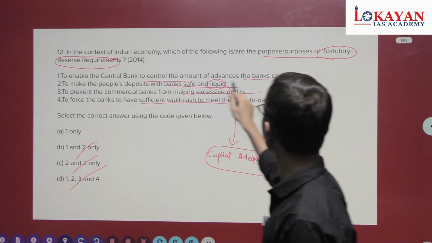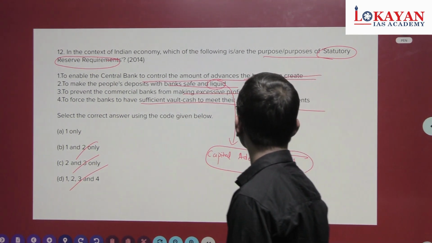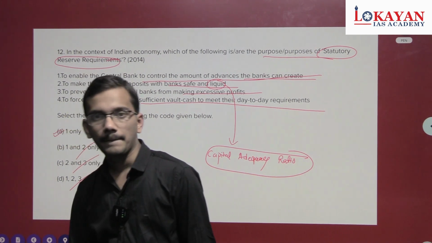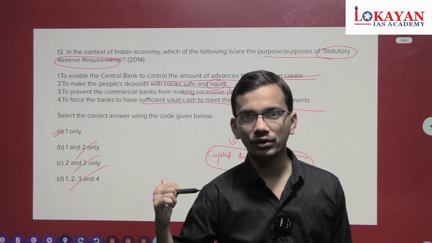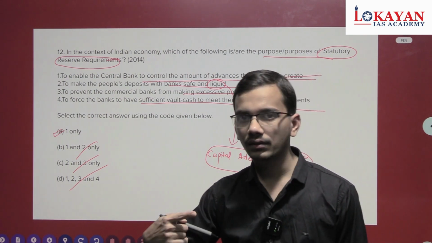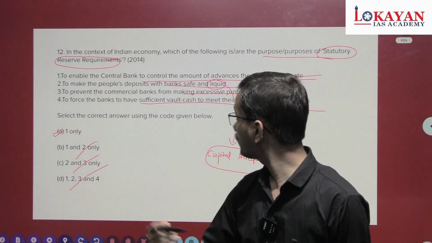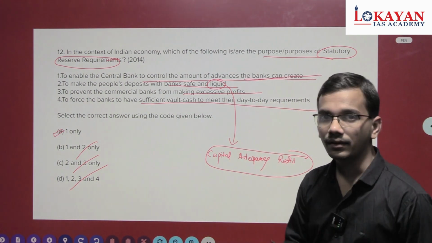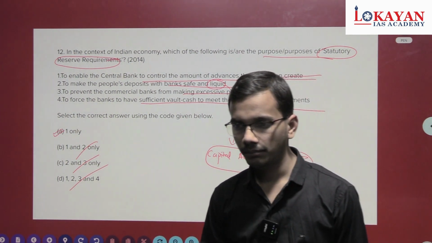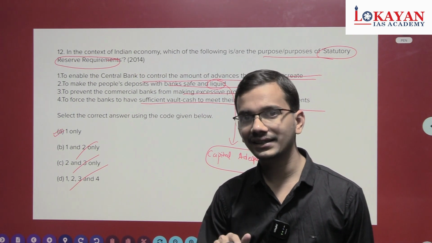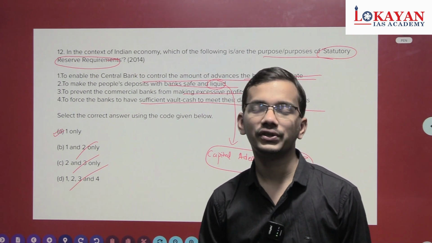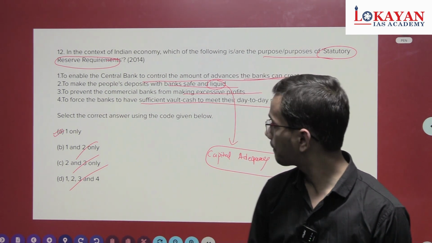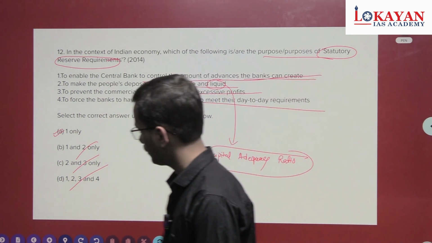First, to enable central bank to control amount of advances banks can create. This one is correct. The first statement is correct because RBI can control the amount of advances which banks can create. RBI does this to either control inflation or to tackle the recession. Okay, first statement is correct.